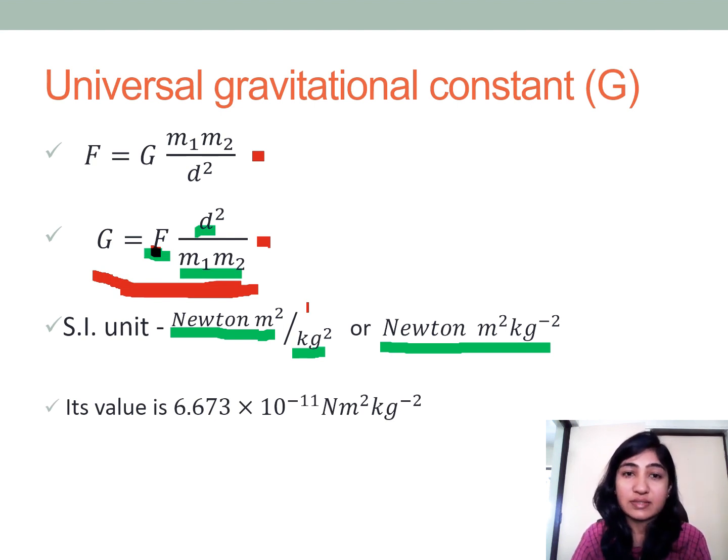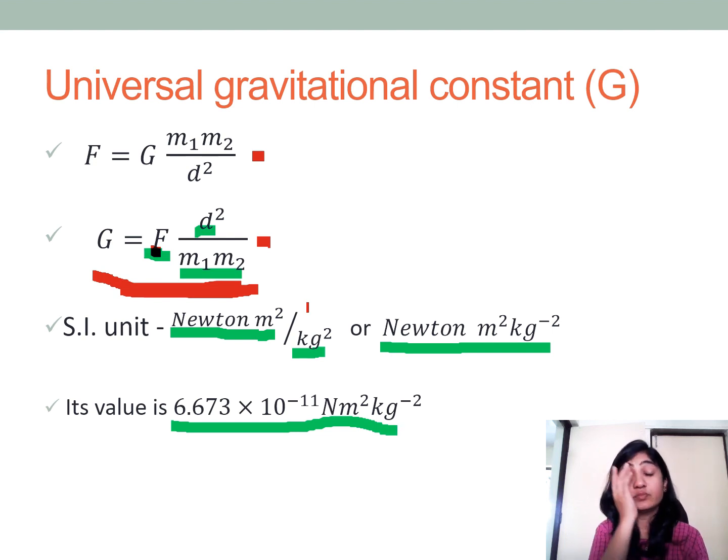Its value is universally constant, and its value is 6.673 into 10 raised to minus 11 Newton meter square per kg square. Okay. So this is also important for objective questions. It was asked many times, the SI unit or the value. Okay. So remember it.